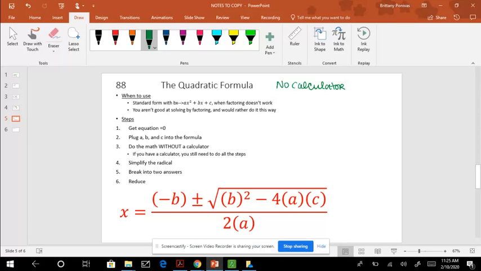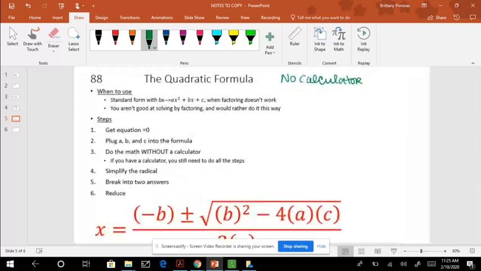And later on this quarter, we will talk about how you decide, if you have a calculator, which is the best way to solve them. So for right now, we're going to use the quadratic formula without a calculator. So when do you use the quadratic formula? Well, when you don't have a calculator, and you're in standard form and factoring does not work.